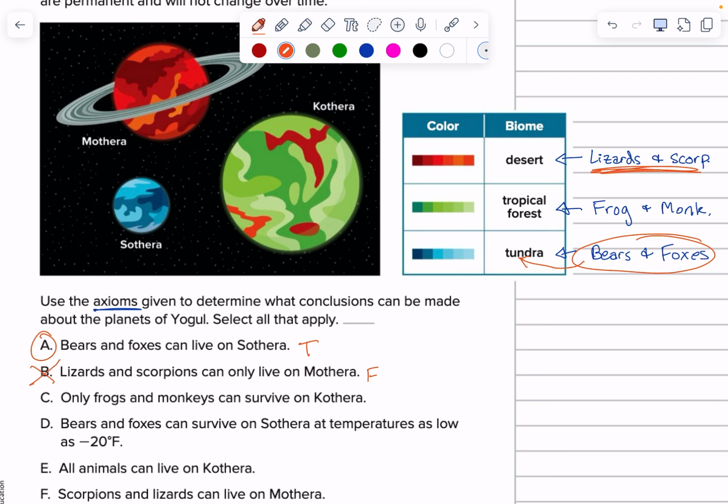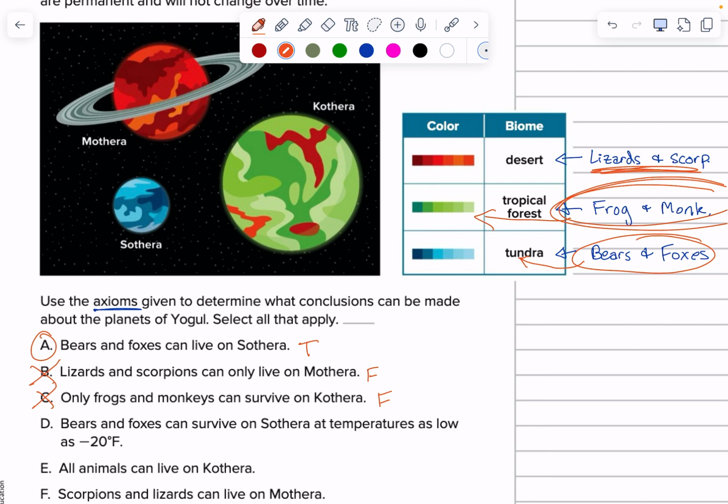Okay, C, only frogs and monkeys. Where are my frogs and monkeys? Only frogs and monkeys can survive on Kothra. Wait a second. It's the way that it's worded, right? Yes, frogs and monkeys can live on Kothra, but frogs and monkeys are not the only species that can live on Kothra. Do you see how that's worded? It's worded weird. False, because what else can live there? Lizards, because there's red. So that is false. Do you see the wording on that?